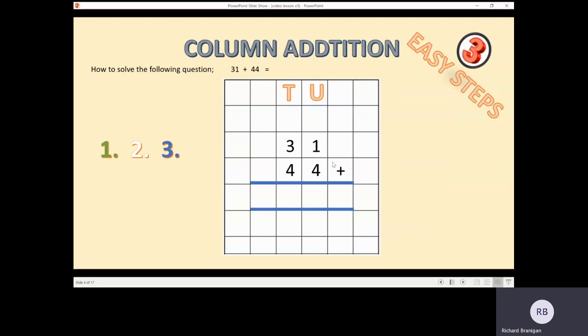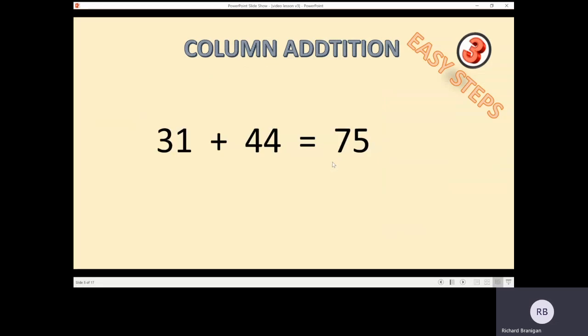And then step 3, finally, to add the columns together. So 1 add 4 equals 5, which goes directly under those numbers, so 5 units. And then add up the tens column, 3 add 4 equals 7. And you have solved your first column addition problem. Okay, the answer is 75. So nice and easy to start with, fairly straightforward.